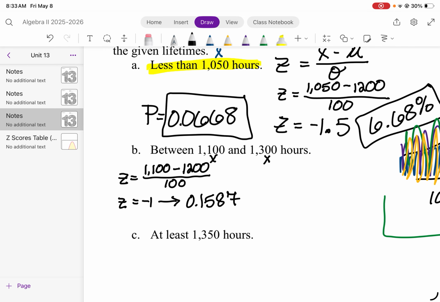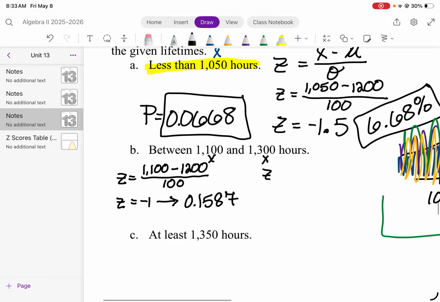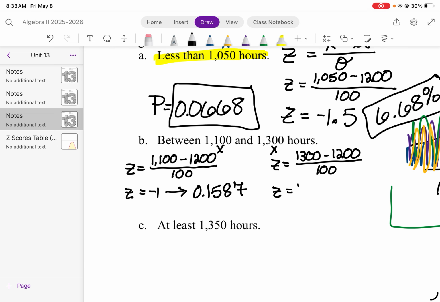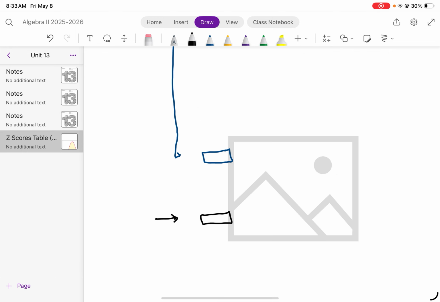Okay, so that's the probability of up to the 1,100. Now we're going to find the probability of up to 1,300 hours. And our average didn't change from last time. Our standard deviation is still the same. You would go ahead, type that into your calculator to figure out the value. And this time we would get +1. And we're going to use that to find the probability from our z-scores.